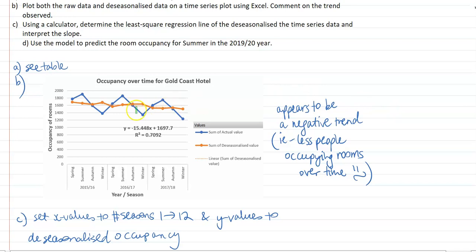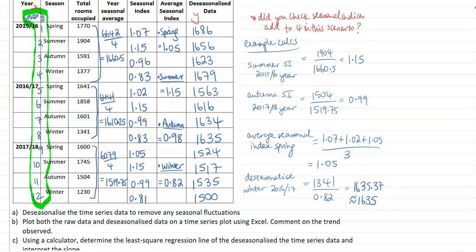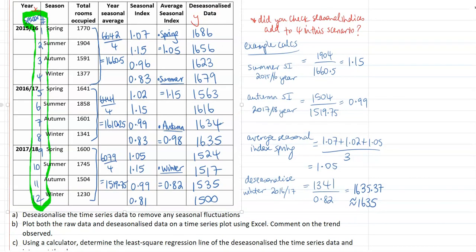For part C, we need to use a calculator to determine the least squares regression line of deseasonalized time series data and interpret the slope. Okay, so when you enter in these values in your calculator, you need to be careful how you enter in your X values. So if you look at the number of seasons that's passed, you should have a total of 12 seasons. So that will be your X values. Your Y values will be your deseasonalized data.